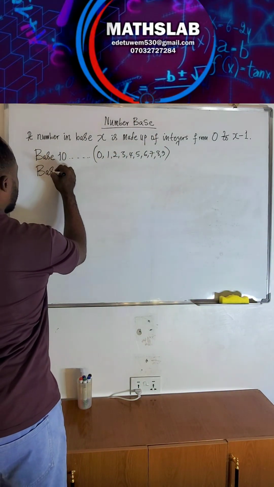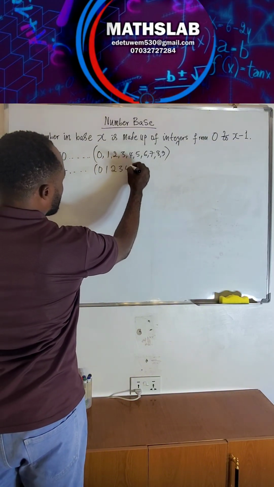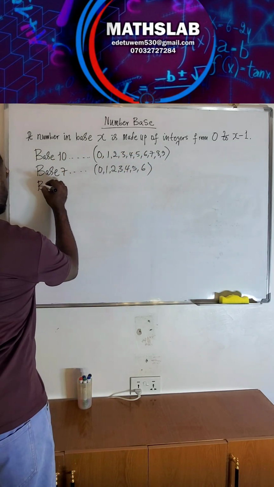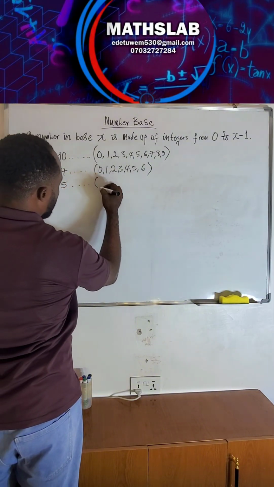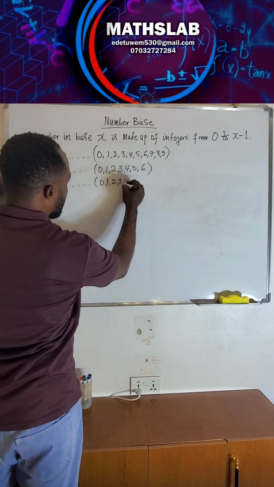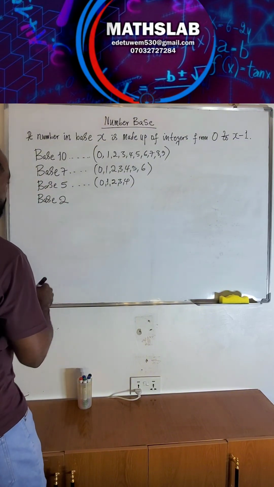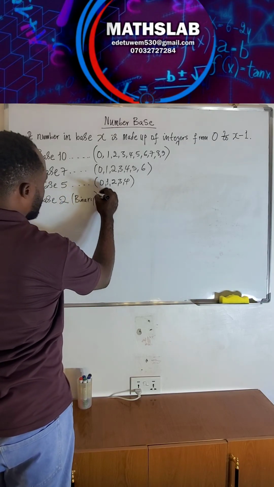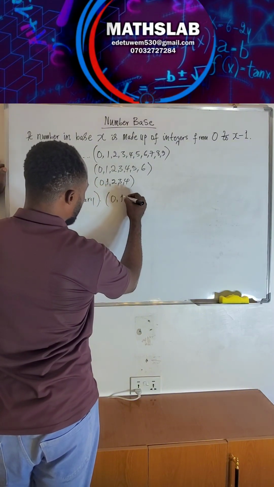If you are working in base 7, you can only have numbers from 0 to 6. If you are working in base 5, you can only have integers from 0 to 4. And what if you are working in base 2? Base 2 is otherwise known as the binary. Here you can only have numbers ranging from 0 to 1.